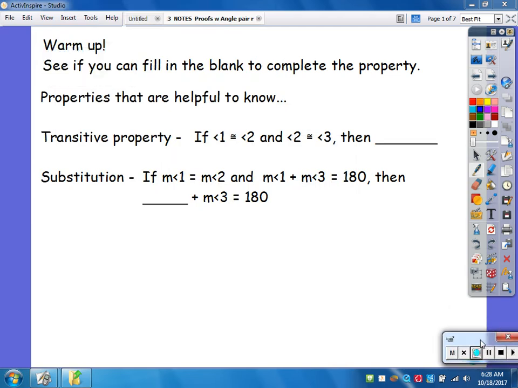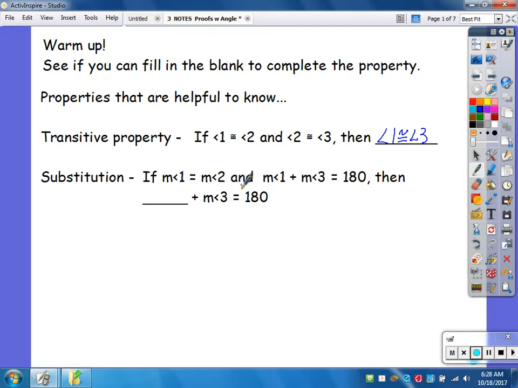All right, let's look at your warm-up. So, some properties you need to know. Transitive property, and you probably were able to guess this. If angle 1 is congruent to angle 2, and angle 2 is congruent to angle 3, then that means that angle 1 has to be congruent to angle 3. Because if 1 and 3 are both congruent to 2, then they have to be congruent to each other.